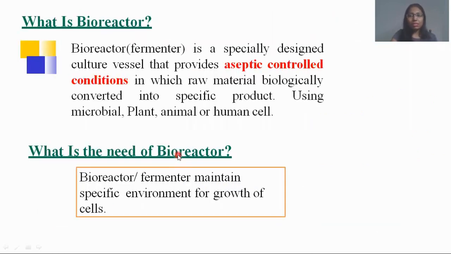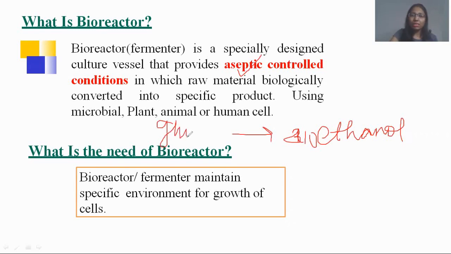Let's first recall the definition of a bioreactor. A bioreactor is a specially designed culture vessel that provides aseptic, controlled conditions in which you can use raw material and convert it into a specific product. For example, say you are producing bioethanol from glucose. Glucose is acting as a substrate, or raw material, and you are using yeast as the microorganism to convert glucose into bioethanol.